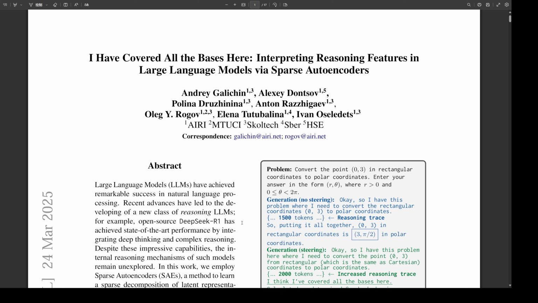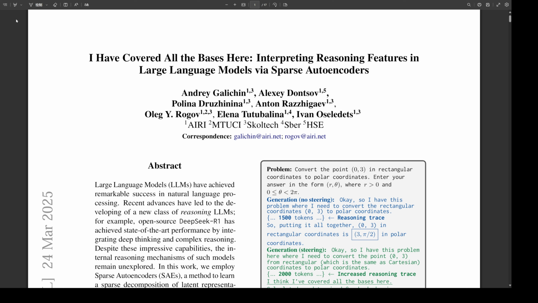Okay, so let's unpack this a little bit. Sparse autoencoders, or SAEs. For you, the listener, just think of this as a special tool that we can use to dissect the incredibly complex inner workings of an LLM. Absolutely. So how do SAEs let us identify these reasoning features?